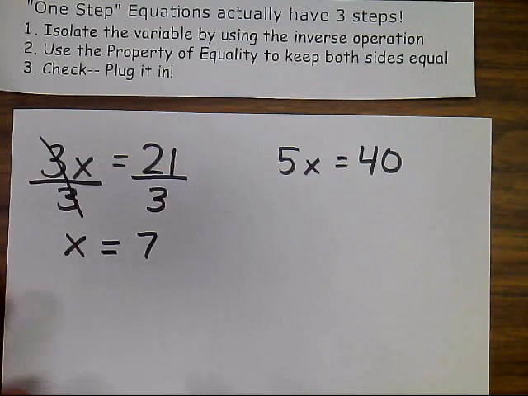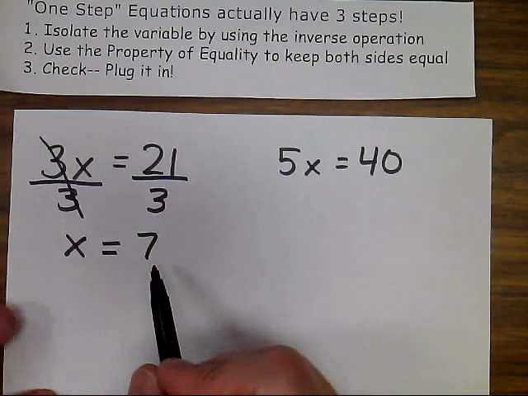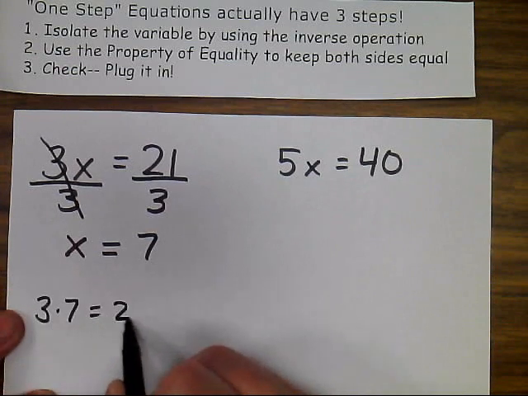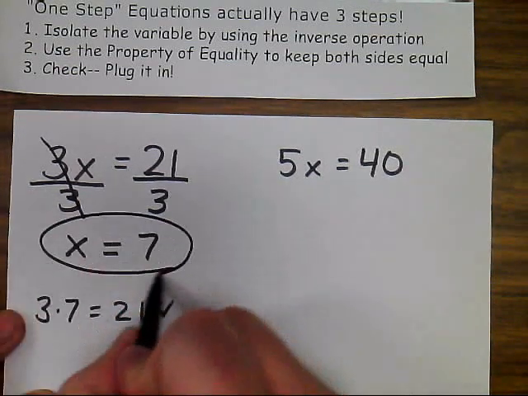Allows me to cancel it out in that manner. The solution I came up with is 7, so let me check and see if 3 times 7 equals 21. It does, which means this is correct.